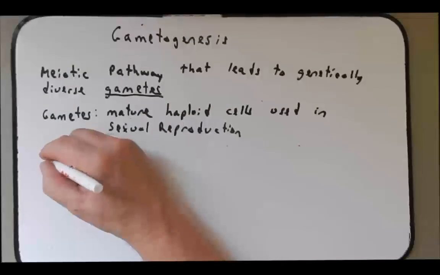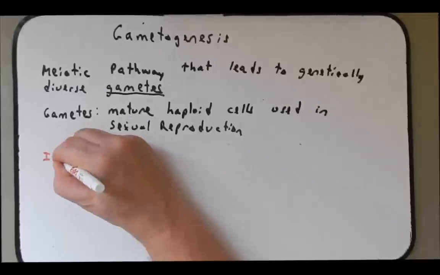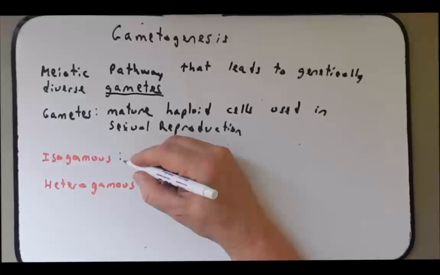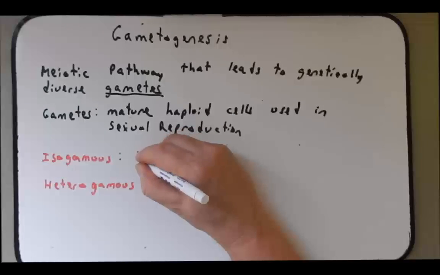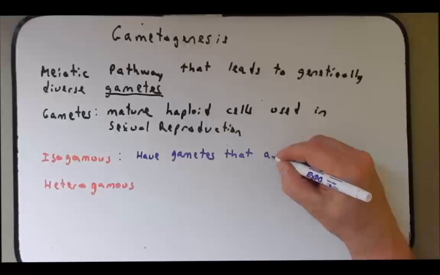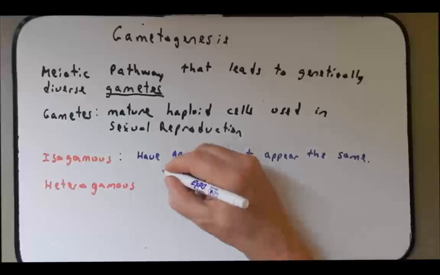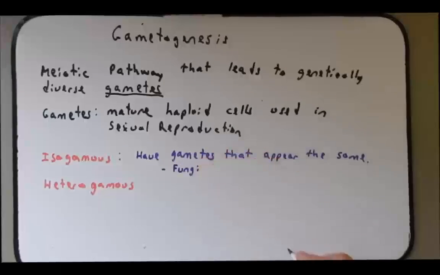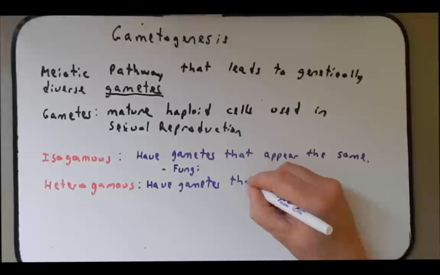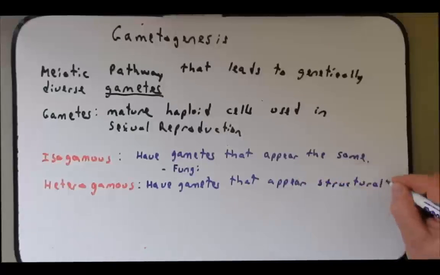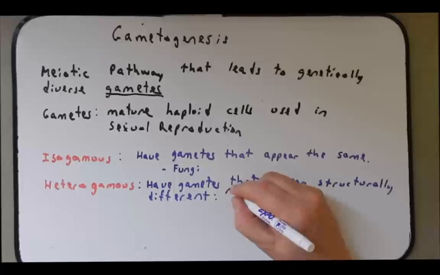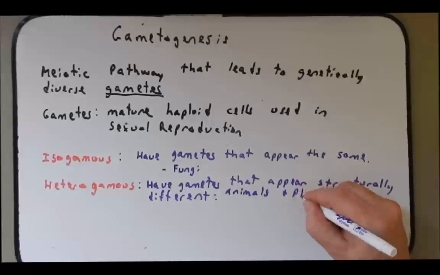Okay, gametes can be classified in different ways. We can classify them as either isogamous or heterogamous. Species that make gametes that are isogamous have gametes that appear the same. Some examples of this would include fungi. Species that have heterogamous gametes have gametes that appear structurally different. Examples of this would be animals and plants.